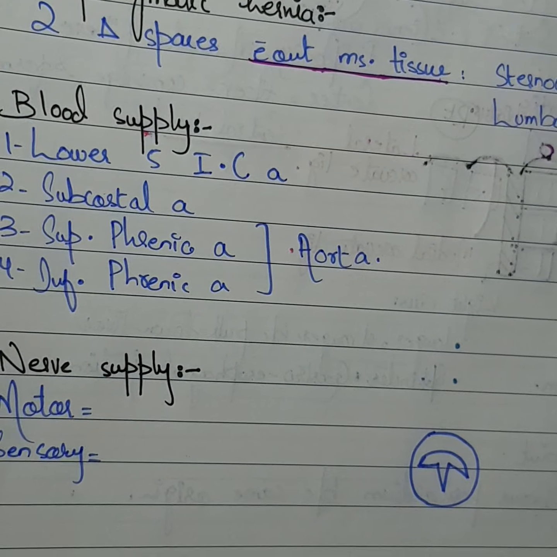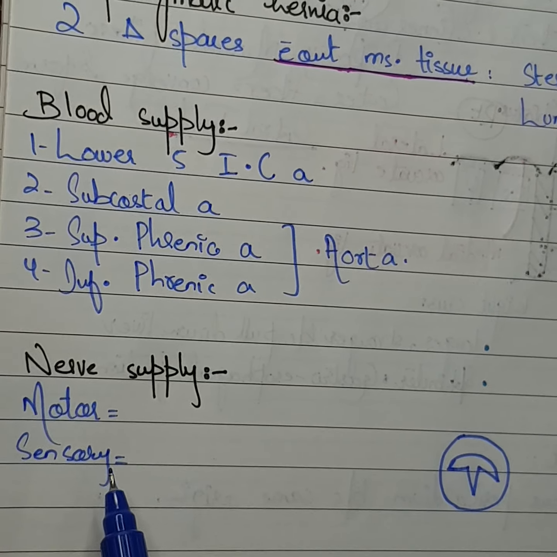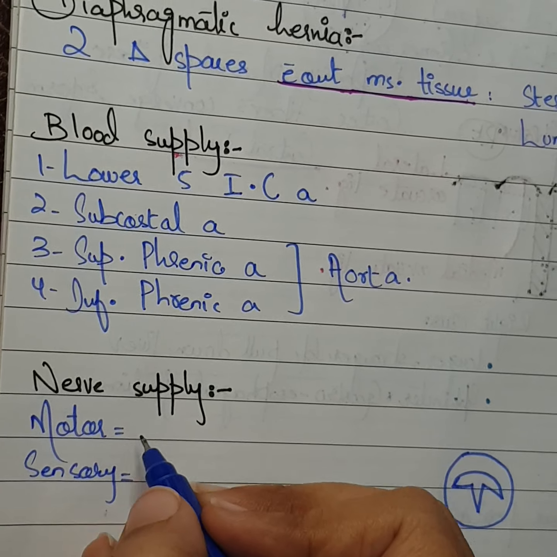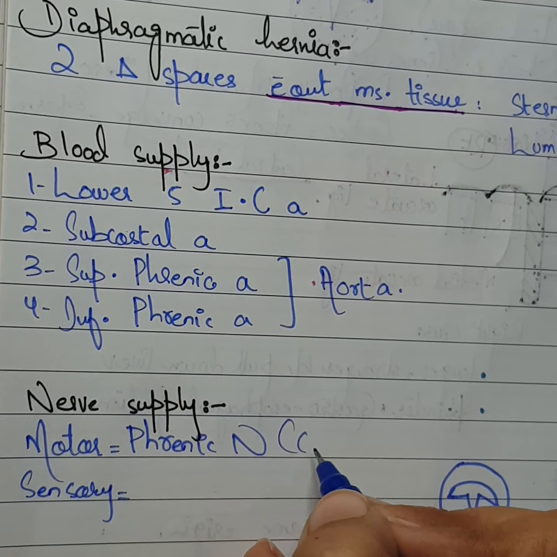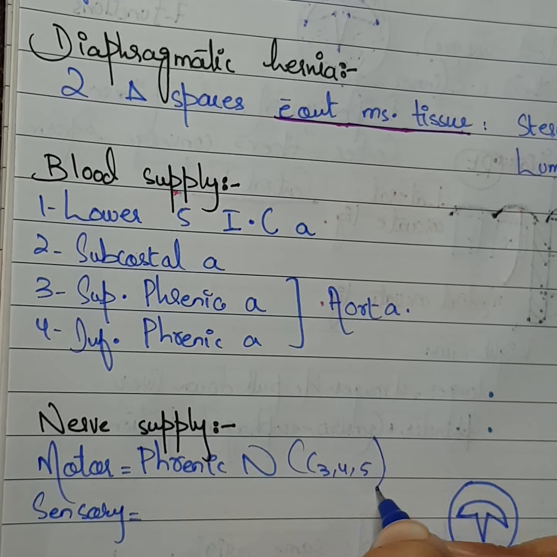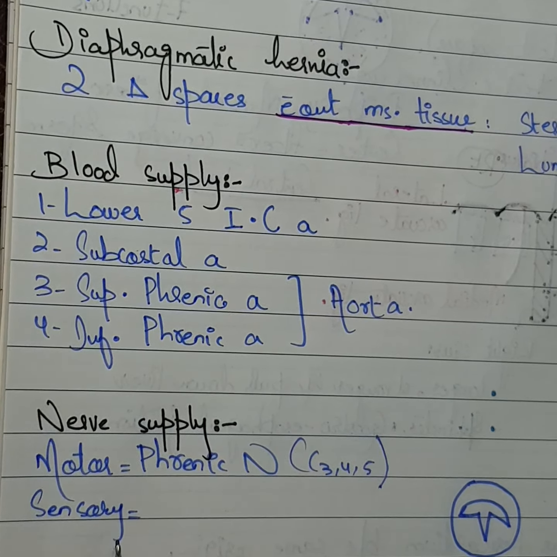Now we talk about the nerve supply of the diaphragm. The motor supply of the diaphragm comes solely from the phrenic nerve, C3, C4, C5. Okay, so the sensory supply of the diaphragm, look at this diagram. The highlighted part is the peripheral part, and in the center we have the central tendon. The central tendon receives its sensory supply from the phrenic nerve, whereas the peripheral part receives its sensory supply from the intercostal nerves.